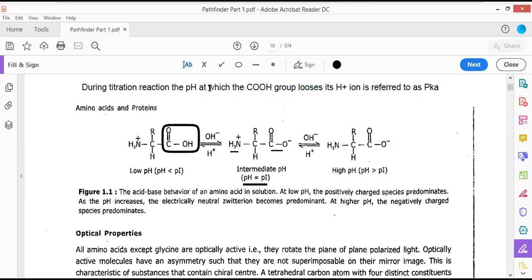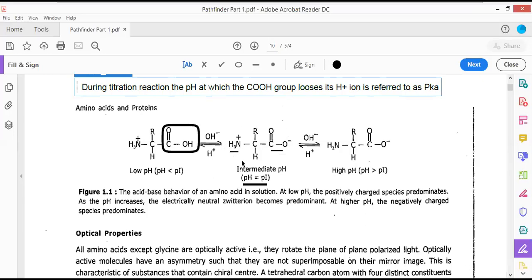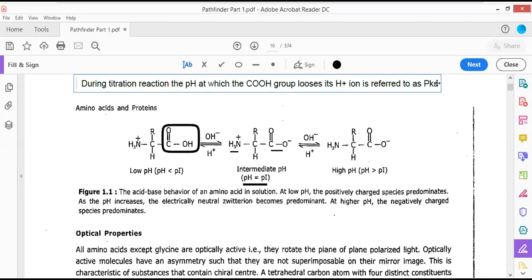Okay, now again you are going to add more base. Then what is going to happen? At a certain level, there would be no charge on the amino acid residue. Now again and again you are going to add base, then the pH is going to be greater than the isoelectric point. When the pH is greater than the isoelectric point, the positively charged amino group will also lose its proton at a pH, and that pH is referred to as pKb. Now this one was the first pKa.